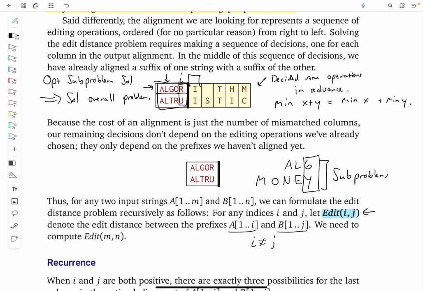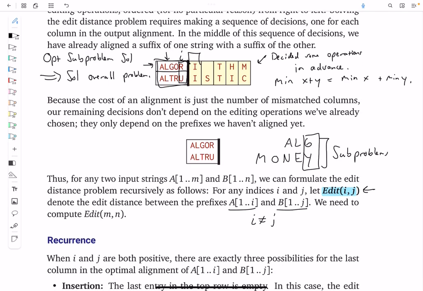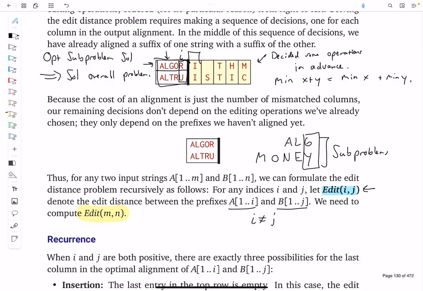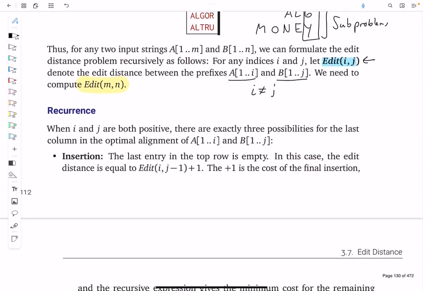We'll look at the rightmost column and decide what we should do. And at the very end, we are going to return edit distance of mn so we can get it for the entire strings, not just the first few letters. So that's the problem we're going to solve.